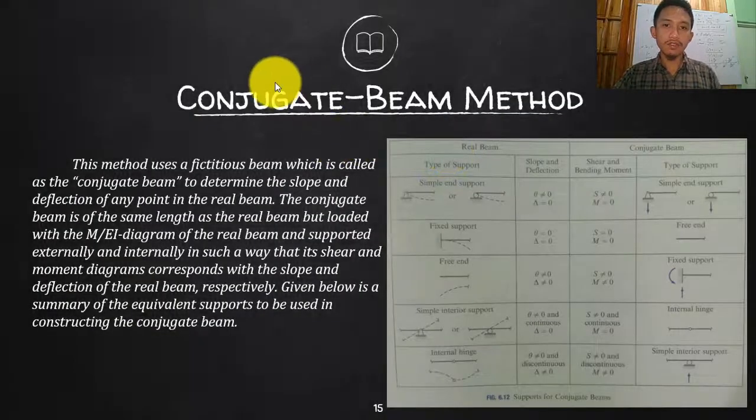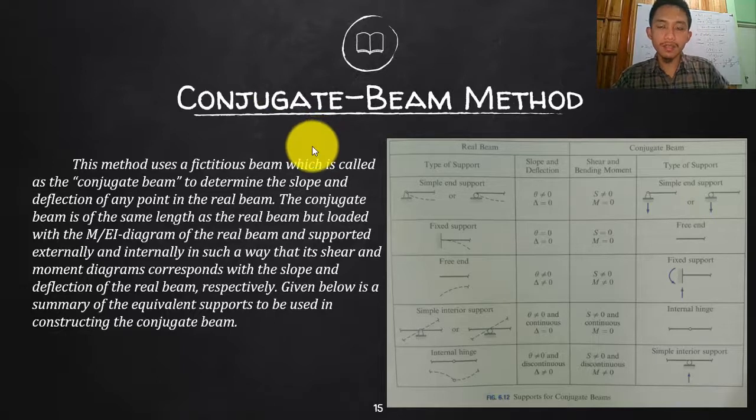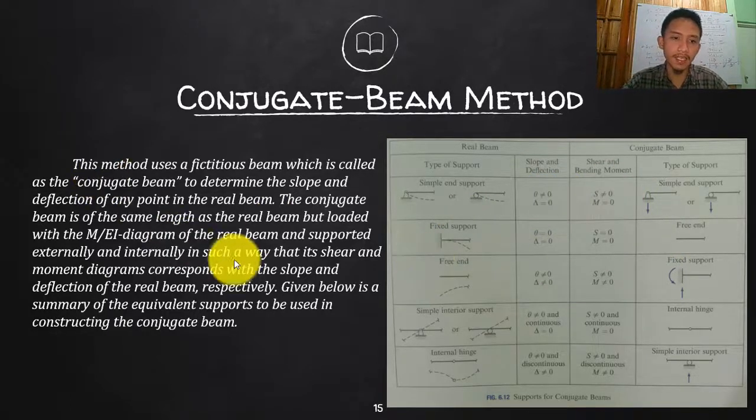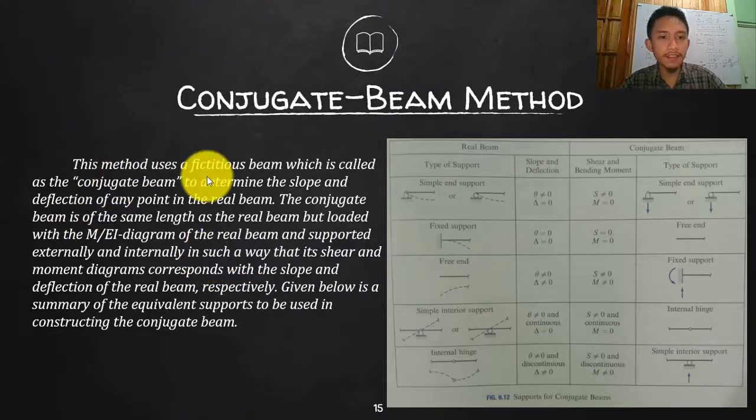Okay, how about conjugate beam? This is also a commonly used method. It has a similarity with your moment area method because we are still using your M/EI diagram. So in this method, okay, this method uses a fictitious beam, which is called the conjugate beam. So fictitious, okay, I will explain that one later.